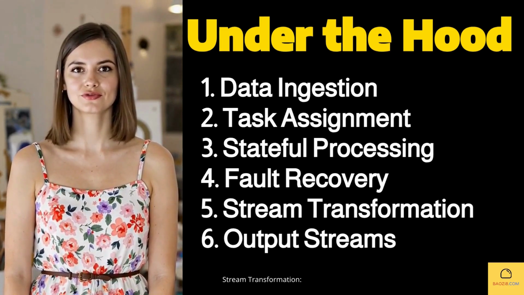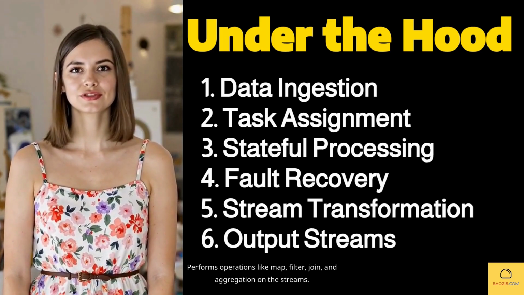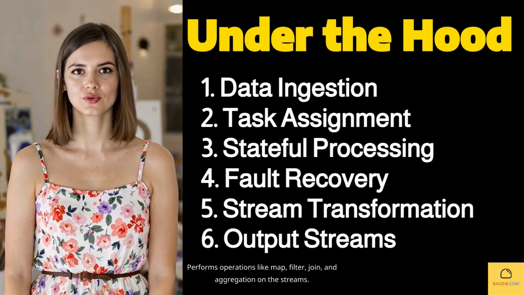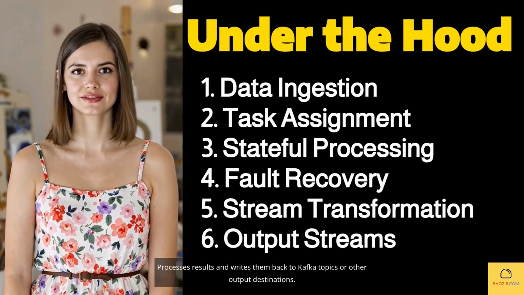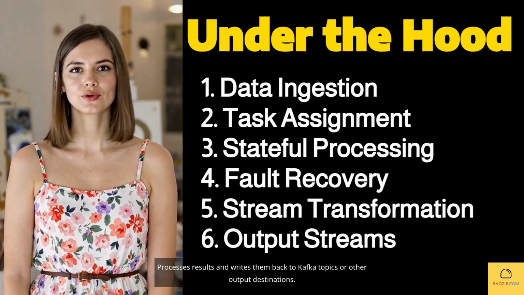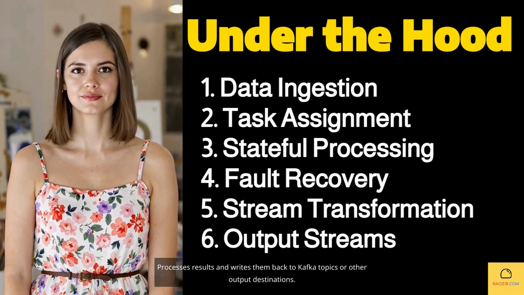5. Stream transformation. Performs operations like map, filter, join, and aggregation on the streams. 6. Output streams. Processes results and writes them back to Kafka topics or other output destinations.